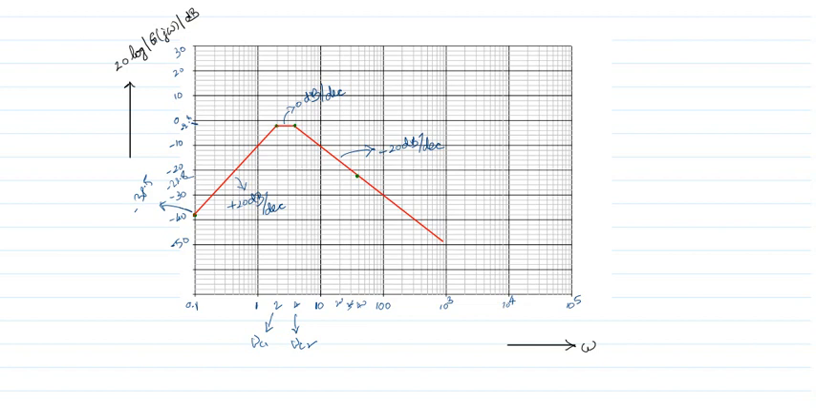I can also plot the phase angle. For that, I have to go for the degree here, right? Like in the same graph, I can make it 0 degree, 30 degree, 60, 90, 120. Here it is minus 30, minus 60, minus 90, minus 120, like that. I can even plot the phase plot in the same graph.